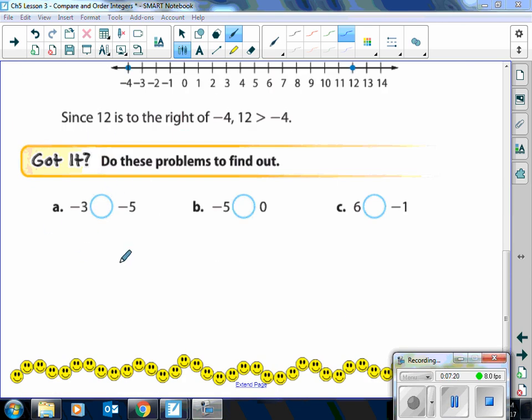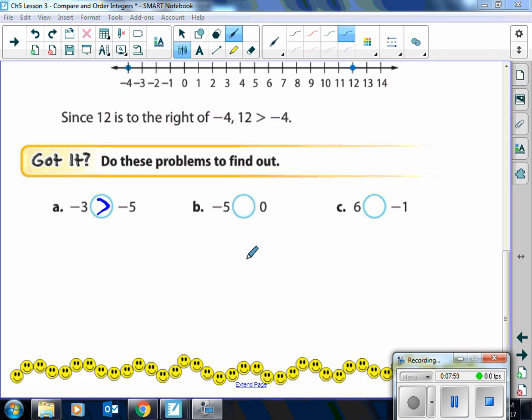Now I've got it problems. Problem A, we have negative 3 compared to negative 5. When we compare negative 3 to negative 5, they're both negative. So what is the rule? The bigger the number, the smaller the value. So what symbol do I need to put in here? Greater than, because 5 is a bigger number than 3, so that means that negative 5 is less than negative 3. So negative 3 is greater than negative 5. You got it?